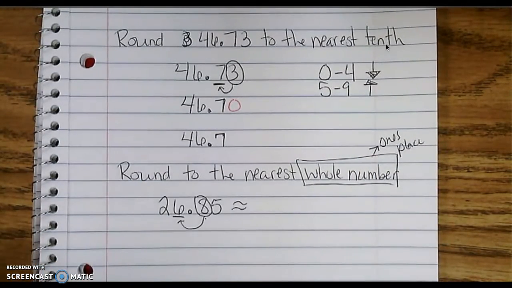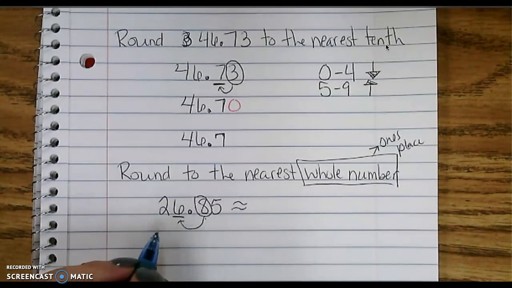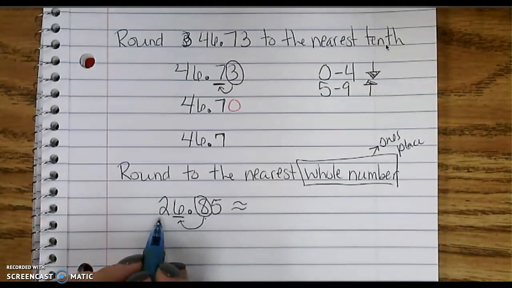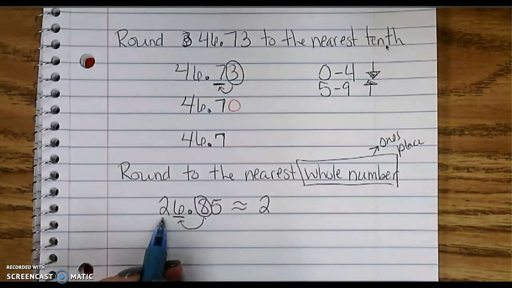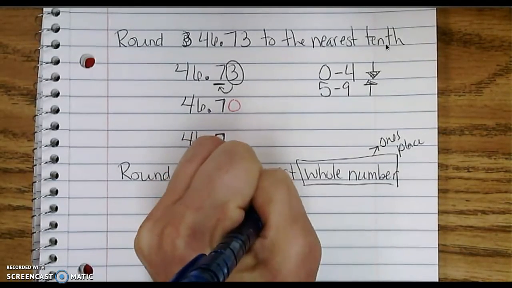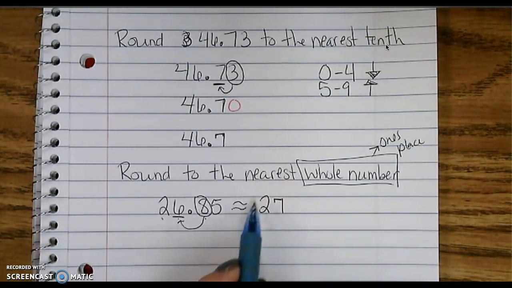That wavy equal sign means about. So 8 tells that 6 to round up. So I keep my 2. Anything on the left has to stay. So I keep my 2 in the tens place. 8 tells that 6 in the ones place to round to a 7. And now I have just a whole number. I've rounded away anything from the decimal over.